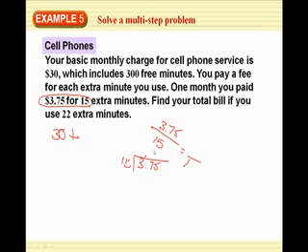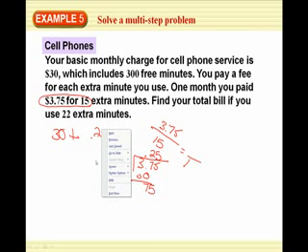Okay, pretend that's a 15. 375 divided by 15. It goes into 37 twice, which is 30. Then 75, 15 goes into 75 5 times. So each extra minute costs you 25 cents. Each extra minute is 25 cents.